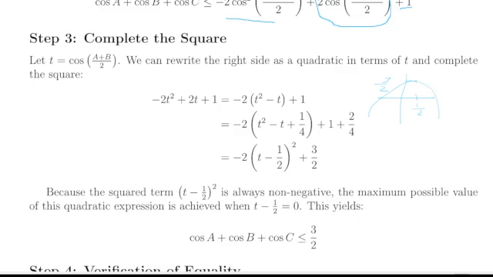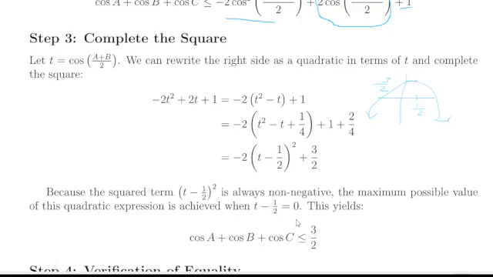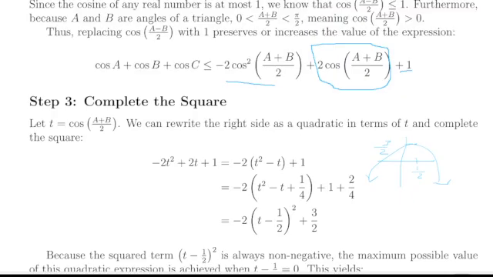So it looks something like that. The maximum is going to be 3/2, and I don't need to substitute cosine of (A plus B) over 2 for t. So then we know the maximum is 3/2, so cosine A plus cosine B plus cosine C has to be less than or equal to 3/2. I guess what we say here is that this thing is less than or equal to 3/2, so then the original, this guy, is going to be less than or equal to 3/2.